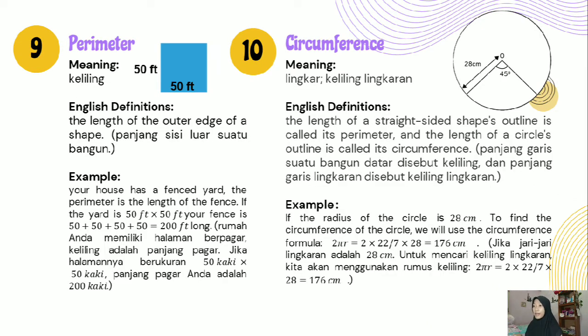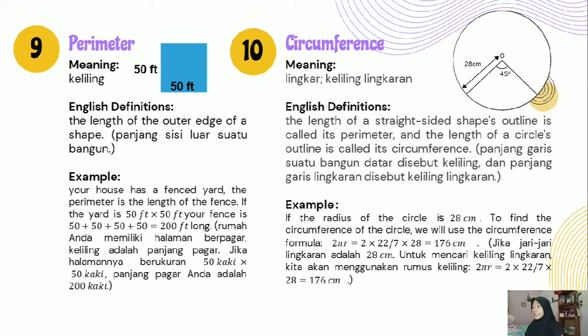Number 9, perimeter, meaning is keliling. English definition, the length of the outer edge of a shape. Example, your house has a fence yard. The perimeter is the length of the fence if the yard is 50 feet multiplies 50 feet, your fence is 50 plus 50 plus 50 plus 50 equals 200 feet long.